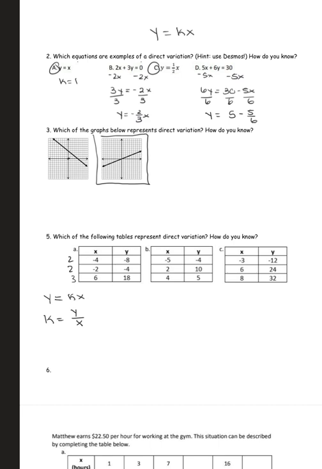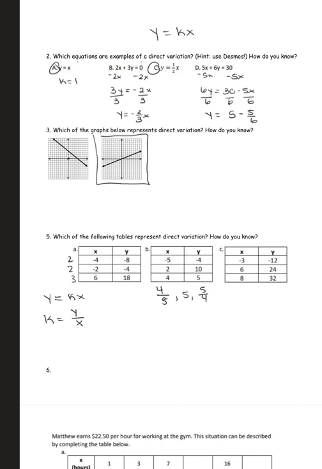Let's take a look at B. All right, so we have -4 divided by -5, which gives us 4 over 5. We have 10 divided by 2, which gives us 5. And then we have 5 divided by 4, which gives us 4 over 5. Again, our constants are changing because you go from 4 over 5 to 5 to 5 over 4. Okay, so B is not a direct variation because, again, the constants are not the same.